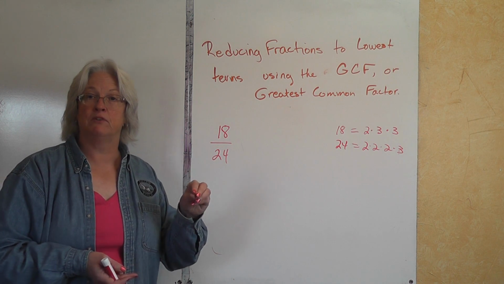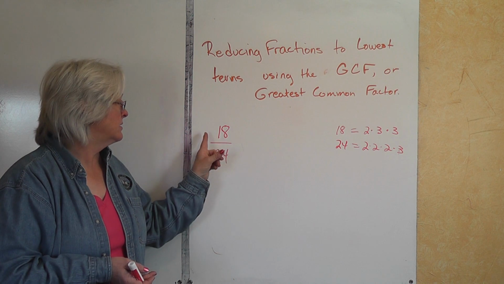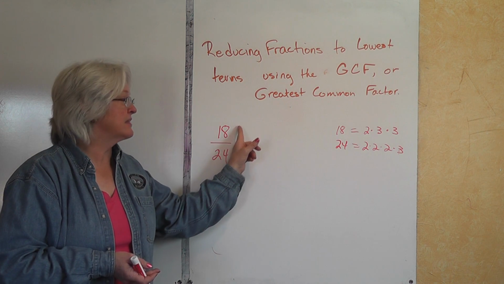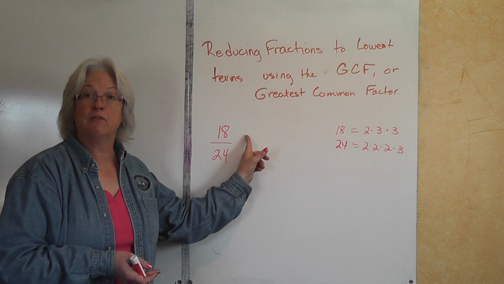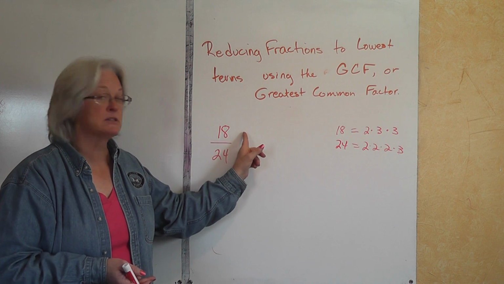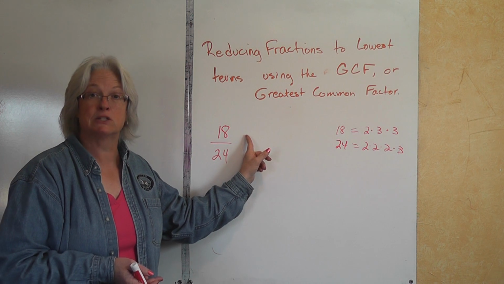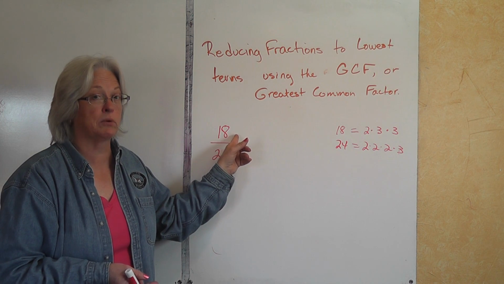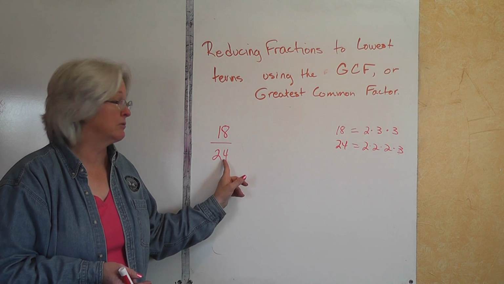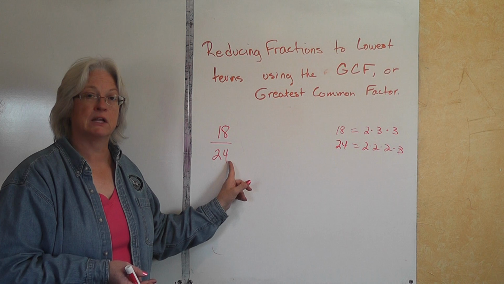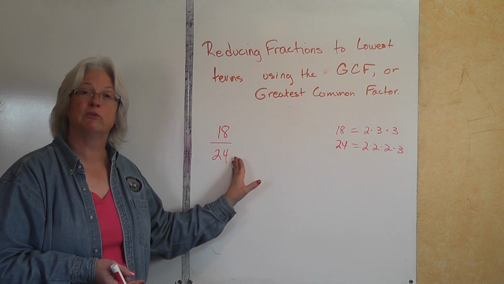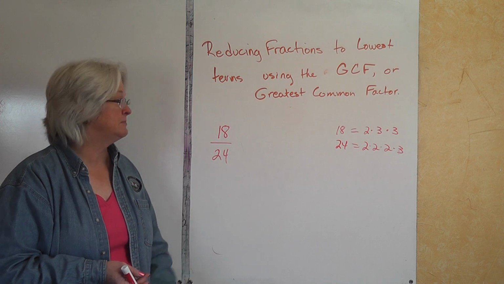If we remember our divisibility rule that tells us that if we add up the digits, 1 plus 8 is 9. If we can take that sum and divide it evenly by 3, then you can also divide the number by 3. So 1 plus 8 is 9. 9 divided by 3 is 3. So this number is clearly not prime. 2 plus 4 is 6, which is also divisible by 3. So 24 is obviously not prime, which means that we have common factors here. We have to reduce this to lowest terms.